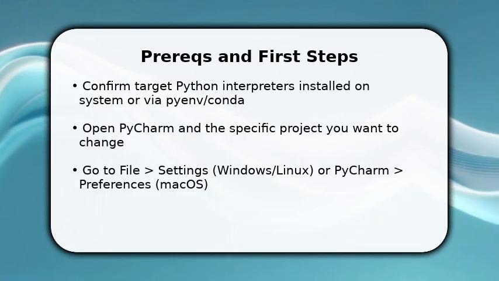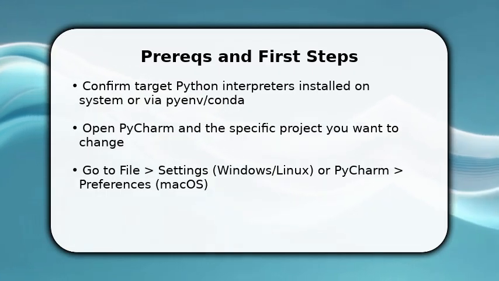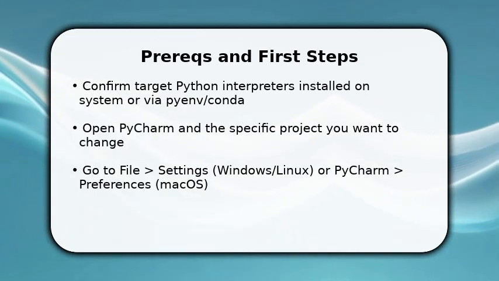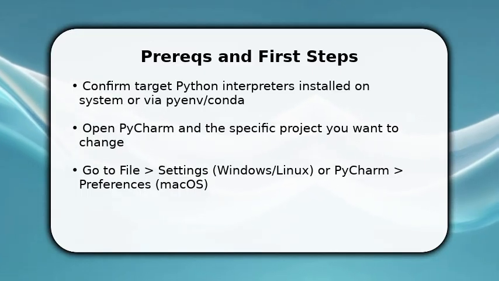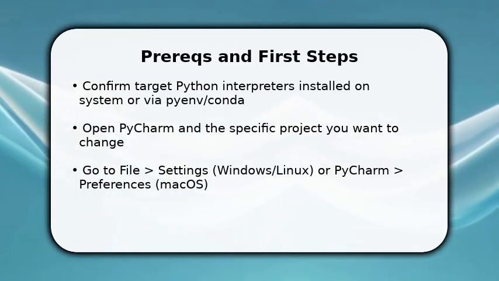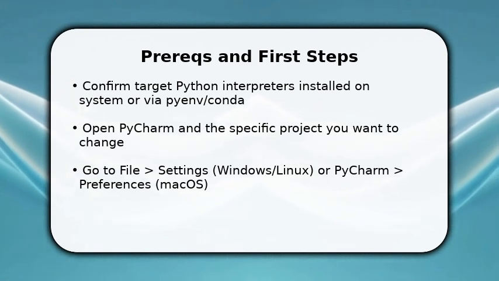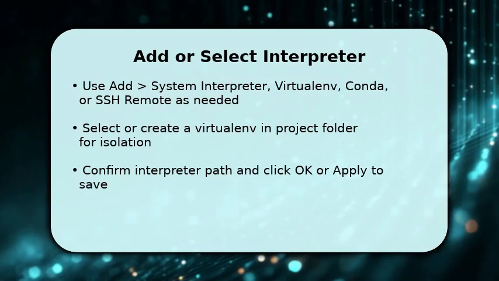Use Add to point to a system interpreter, virtualenv, conda-env, or pyenv-shim. Make sure you pick the correct Python binary path so packages remain compatible. This first step puts you in control of which interpreter the project uses. Once the interpreter dialog is open, use Add to create or register the interpreter you want.